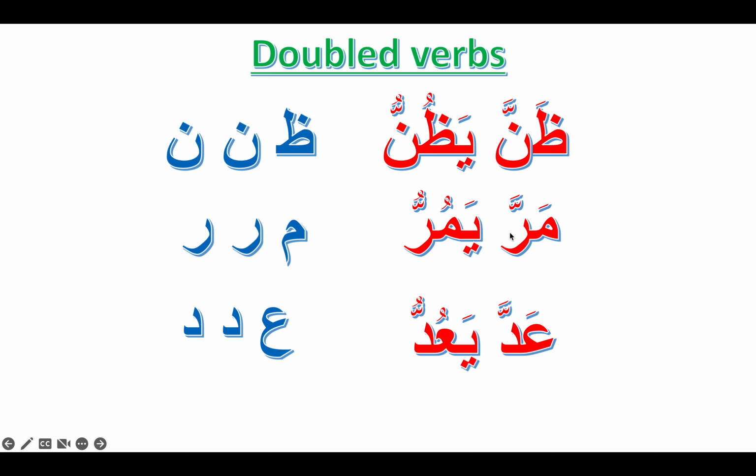It's the same with marra. Marra yamurru is to pass, and the root letters are mim, ra, ra. However, we're not going to write two ras, so instead we write the shadda on top. It's the same with adda ya'uddu, which means to count. So the root letters are ain, dal, dal. However, we're not going to write two dals, so we put the shadda on top.